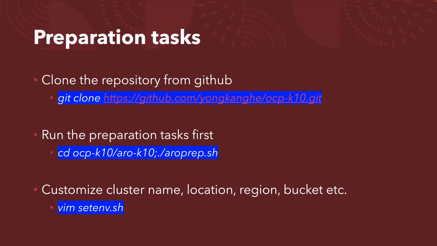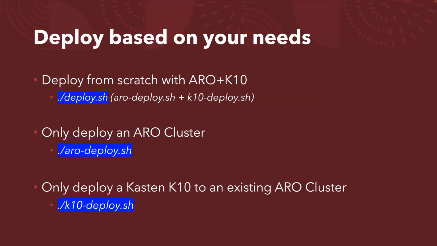Here are the preparation tasks. Basically, I created the automation and made it publicly available from a GitHub page. The first task is to do a git clone of the GitHub repository. Secondly, you run the preparation tasks, basically ARO-prep.sh, so we will do some preparation first. And then last but not least, you might want to customize your cluster name, your location, your region, and your bucket name. You don't have to, it's optional.